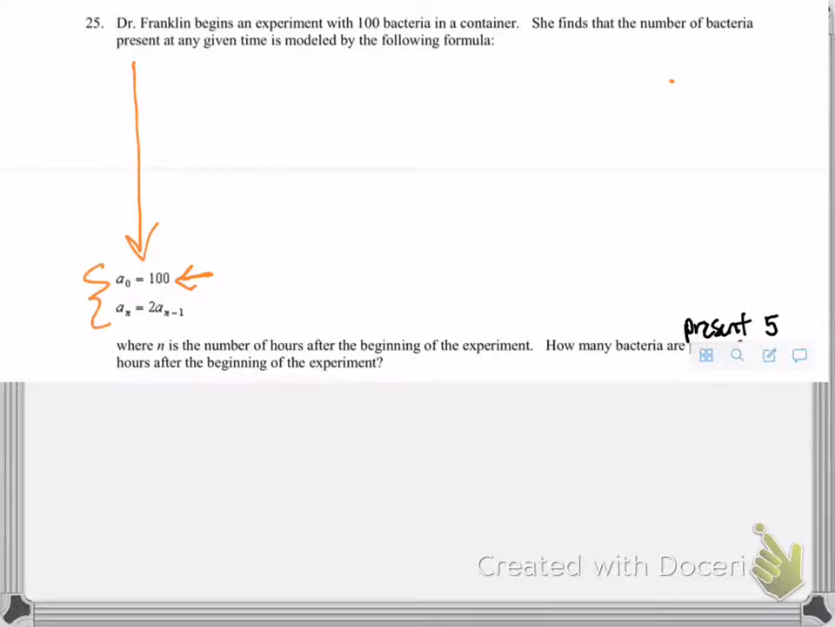So it says how many bacteria are present 5 hours after the beginning of the experiment. So 0 hours after the beginning, remember we had 100 bacteria. Now according to this formula, if I want to find the next one, what this means is if I want A sub 1, so what happens 1 hour after we start the experiment, I'm going to need to use this formula where I substitute n, which in this case is 1, 1 minus 1.